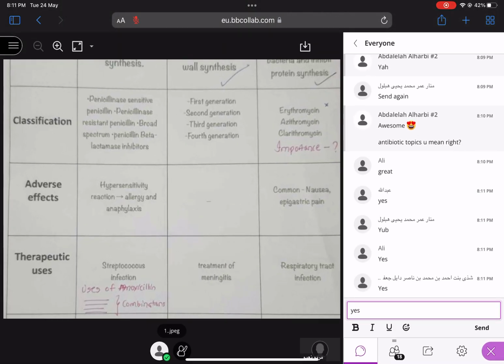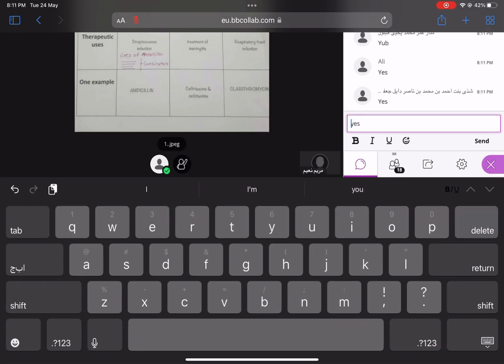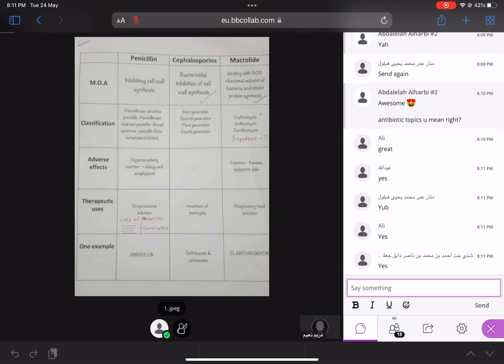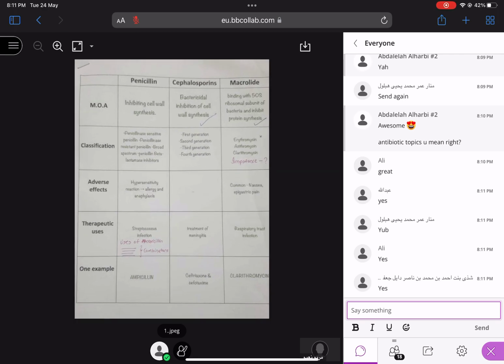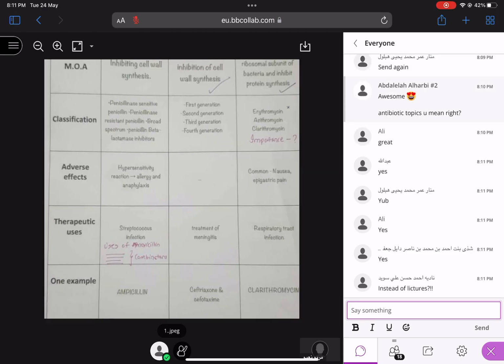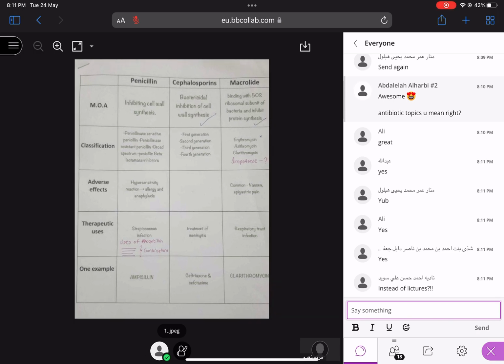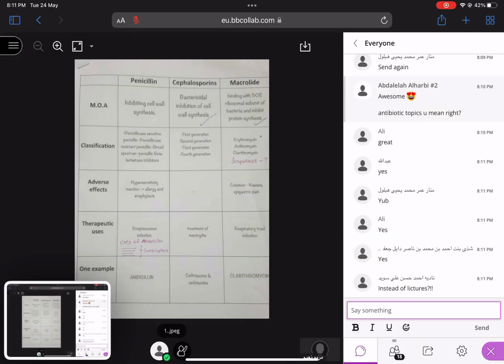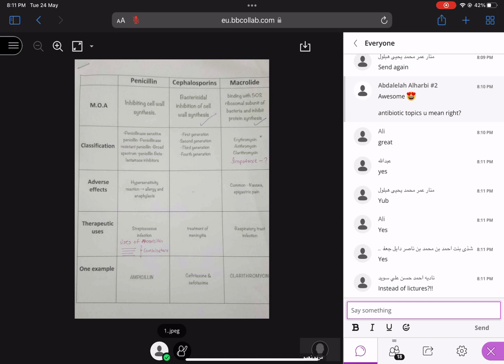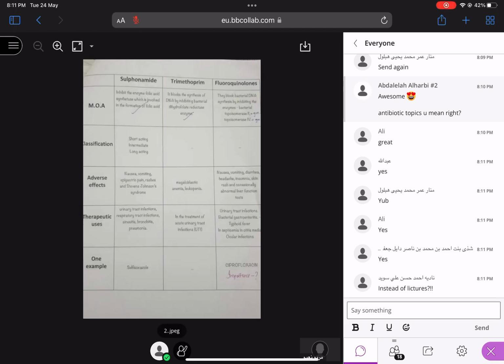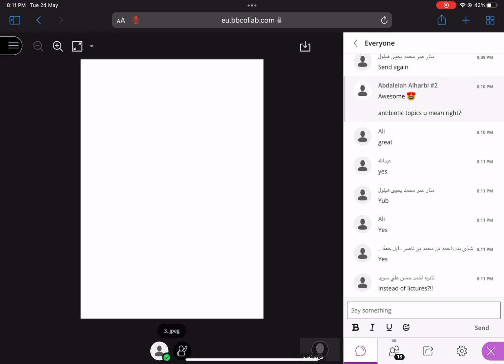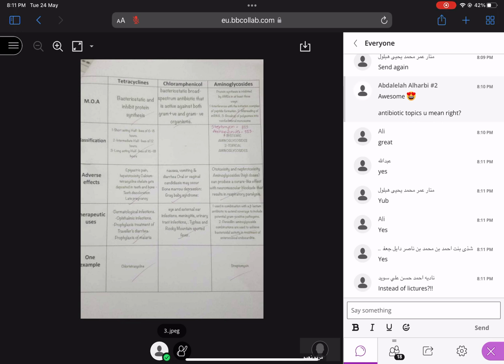Okay, great. So in this picture, I have taken one assignment and I have made a few changes. So you are going to study the mechanism of action in the table like this. So you have mechanism, adverse effects, therapeutic uses, examples, etc. If something is missing, I have written it as a question mark. So you have to go through the lecture and then study that. Clear, all of you?